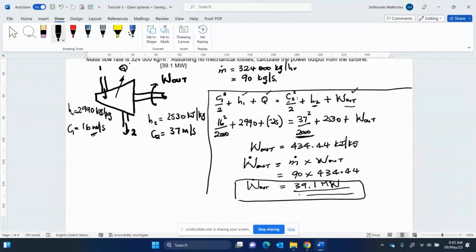That's why we're getting 2,000. Everything here is in kilo, in kilo, in kilo. It is only velocity that is not in kilos. Therefore, to make it a kilo, we divide by 1,000.